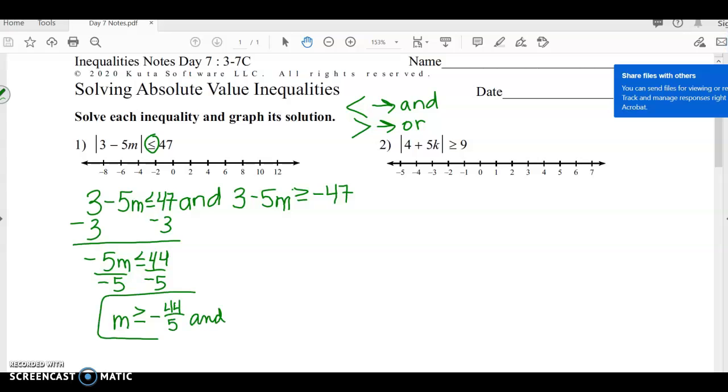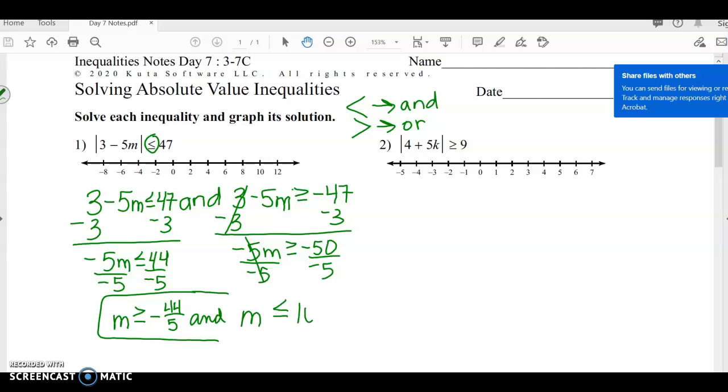And solving the other half, again, I would subtract 3 to get rid of a positive 3. So negative 5m is greater than or equal to negative 50. And then negative 50 divided by negative 5. I divided by negative, so I have to flip. Would be m is less than or equal to 10.